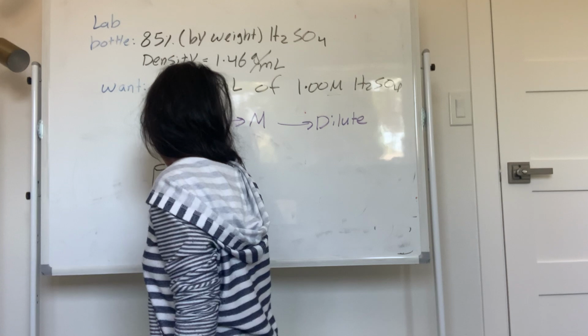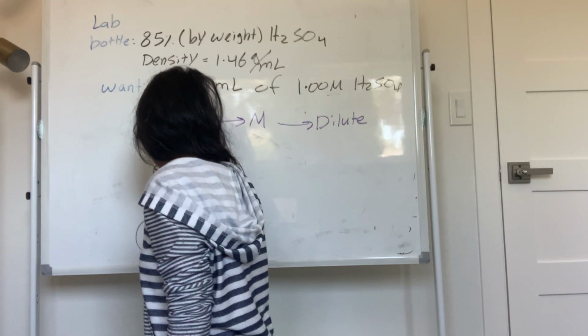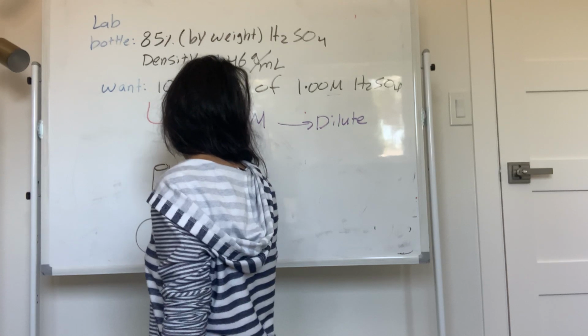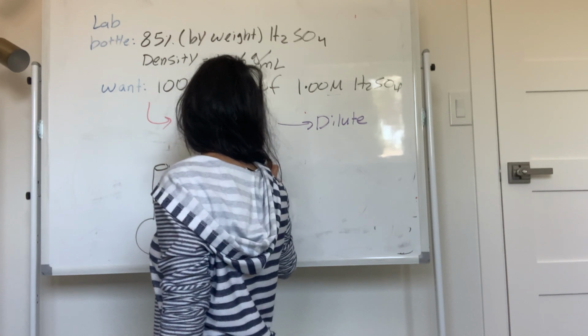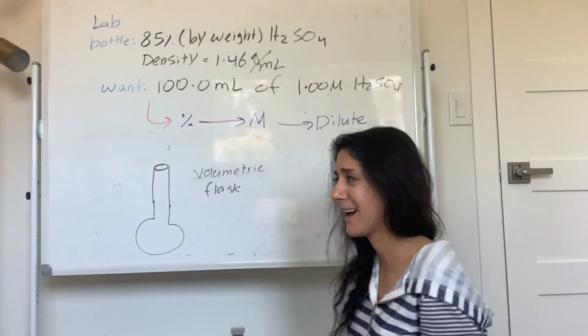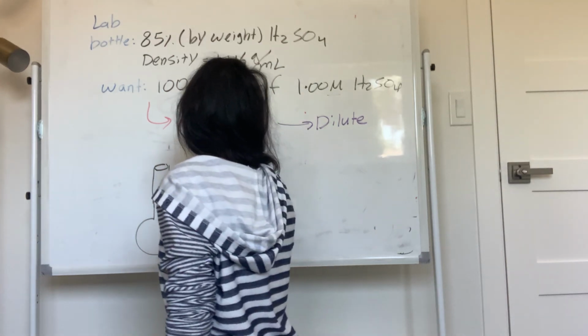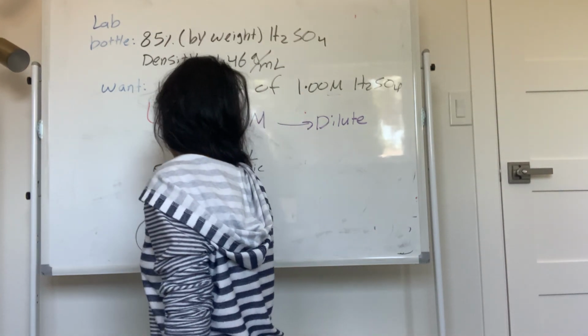Here's how I'm going to make this. I really suck at drawing, so hopefully you guys can follow. This is a volumetric flask. When you see a volumetric flask in the lab, it looks nothing like that. I'll try to do better. So I'm going to use a 100 ml volumetric flask.